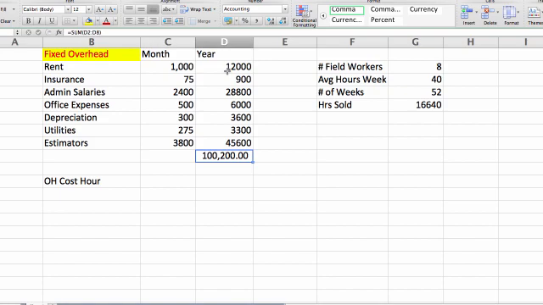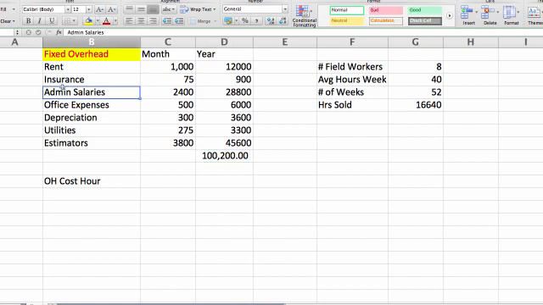Again, if tomorrow I don't have a design build job or a maintenance job for my team to do, I don't immediately go fire my admin person. I can't get out of my 3-year lease. The trucks I have are still accumulating depreciation, and I can't get rid of my estimator. And I can't shut off my utilities. Therefore, these are overhead costs.